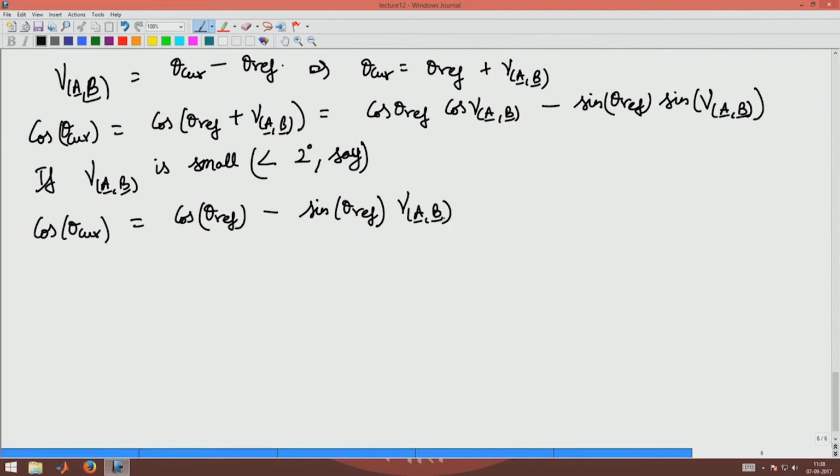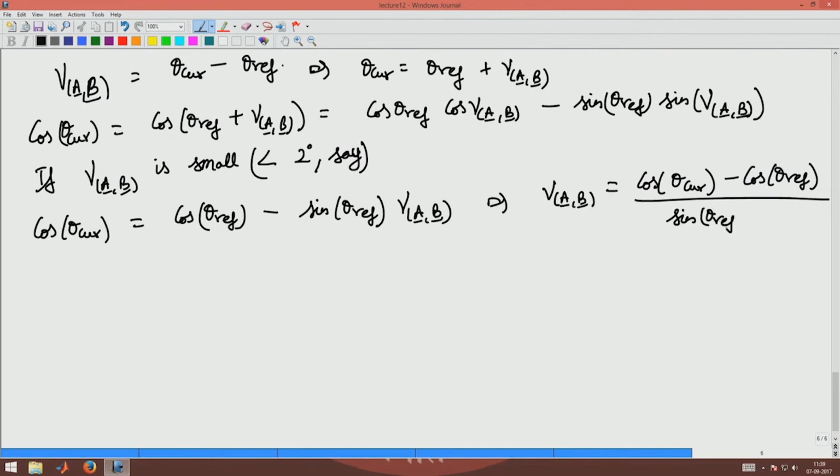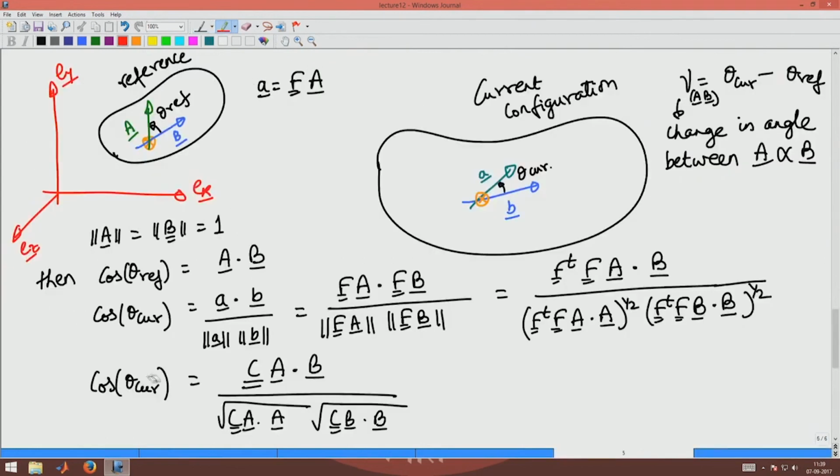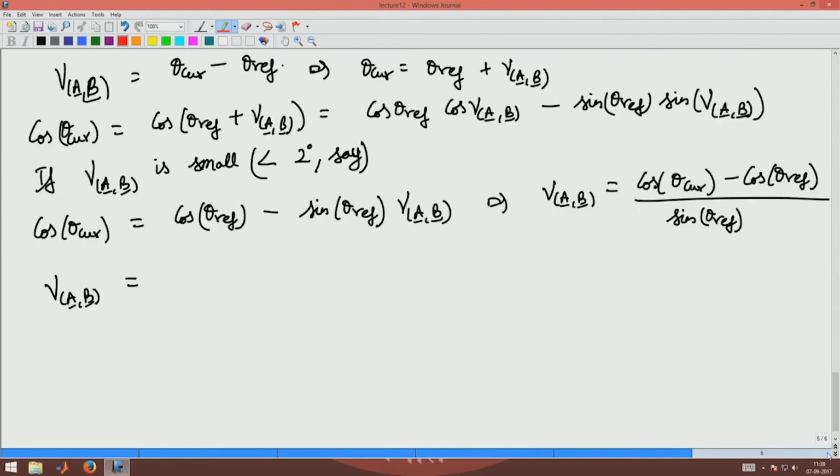Okay. So, this will imply gamma A comma B is nothing but cos of theta current minus cos of theta ref divided by sine of theta ref. Now let us substitute for all these things. So gamma A B is, from the previous page, you know that cos of theta current is given by this expression. Let us substitute that in here.